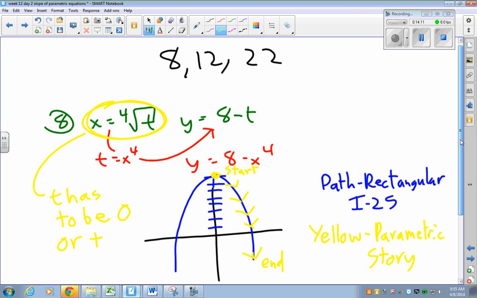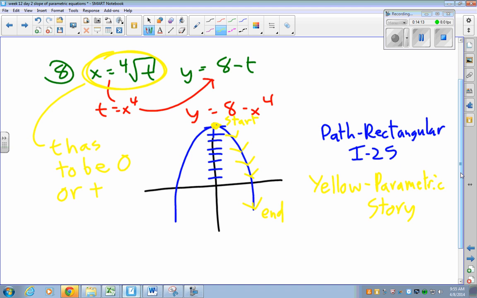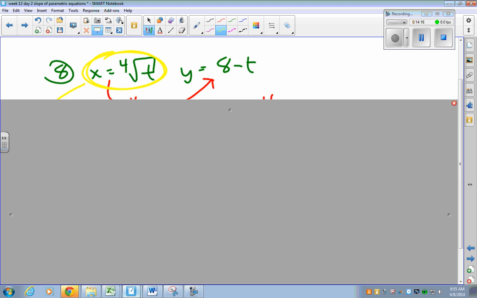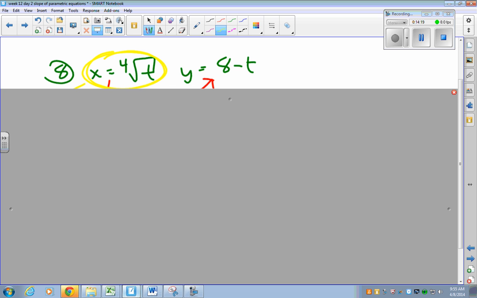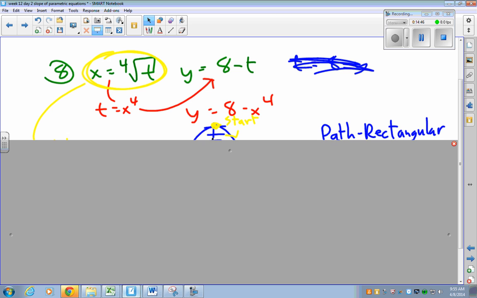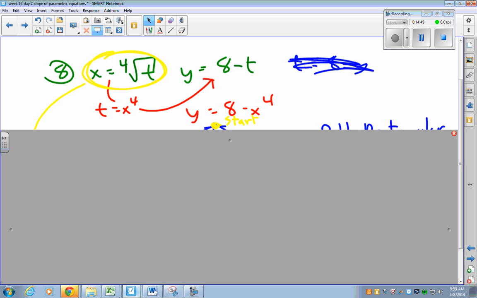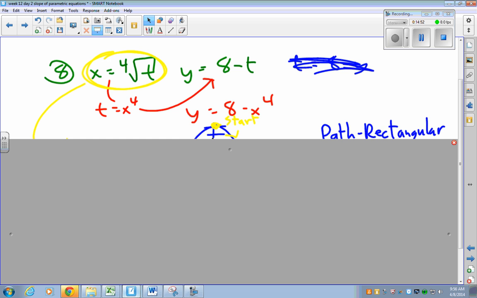So here's 8. What I first did on 8 is I'm going to solve for t and substitute it in. Okay, you can do either way. Normally I try to sub in for the x part because then it's going to get a y equals. If you try and solve the right guy here and get t equals 8 minus y and you sub that in, you're going to get an x equals, which is fine, but we always normally like a y equals, so I won't do it that way. So I solve, I get t is x to the 4th, plug it in, y equals 8 minus x to the 4th. I drew that.